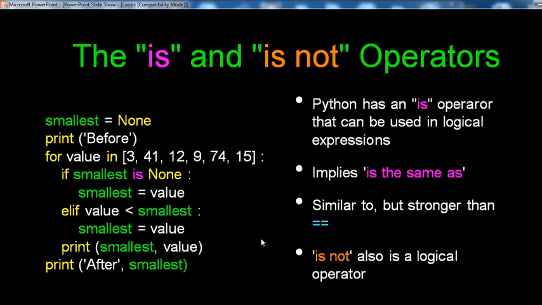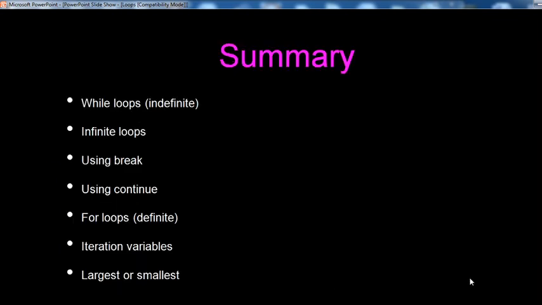Smallest equals None, print before. What values do you want to print? 3, 41, 12, 9, 74, 15. If smallest is None, smallest equals value. If value is less than smallest, smallest equals value. Print smallest, value; print after, smallest.